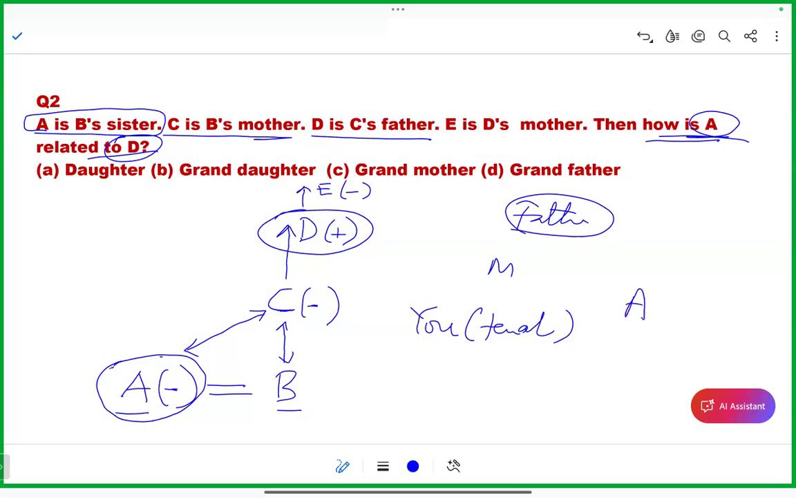How is A? What is the relation of A? In relation to D, what is A? D is the grandfather, that means A is the granddaughter. Yes, granddaughter position.